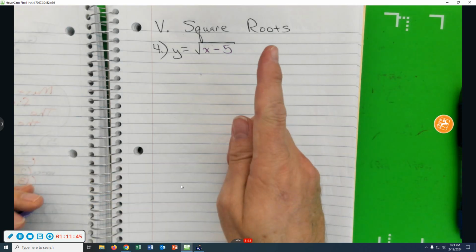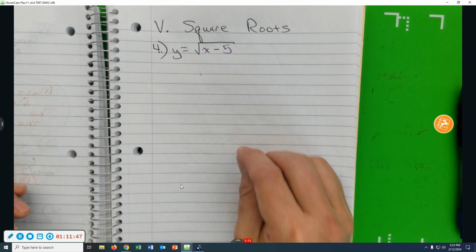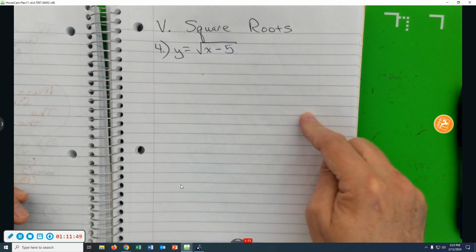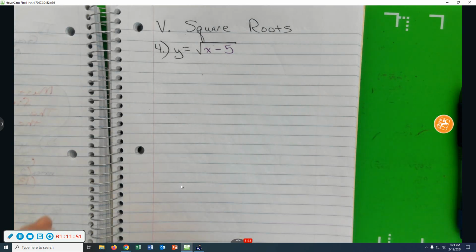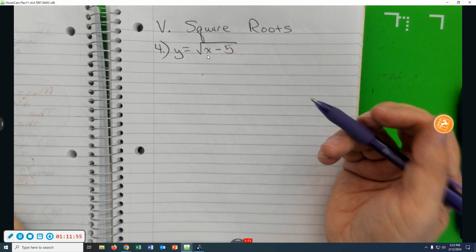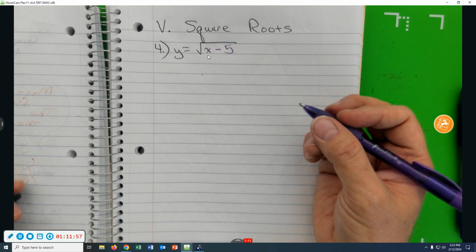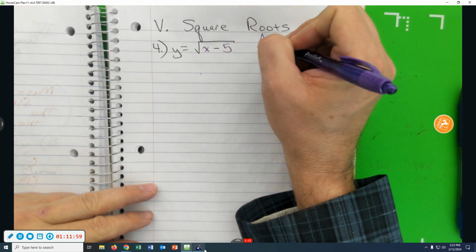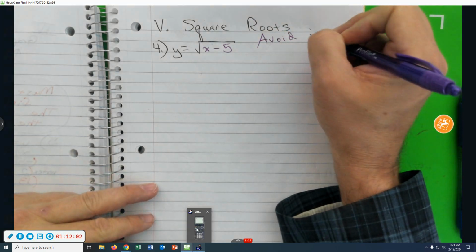It's imaginary. Imaginary numbers are called imaginary because they can't be labeled on a number line. So when you're graphing a square root expression, you have to make sure you don't get imaginary numbers. You have to avoid imaginary numbers.